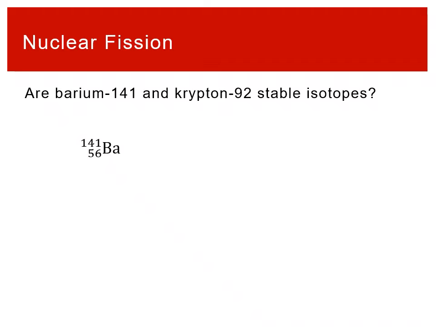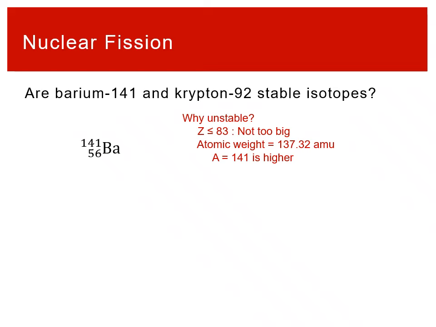Barium-141 is our first one. And so why is it unstable? Well, it's not too big. But the atomic weight of barium is 137.3. We are quite a bit above that, almost a full 4 units. 141 is quite a bit higher. This is unstable, and it's going to undergo beta decay. It has too many neutrons.